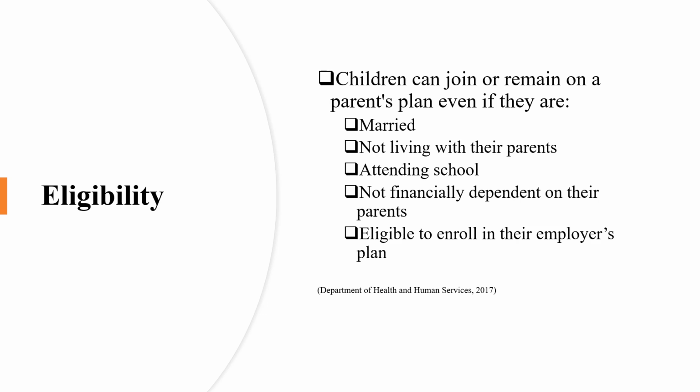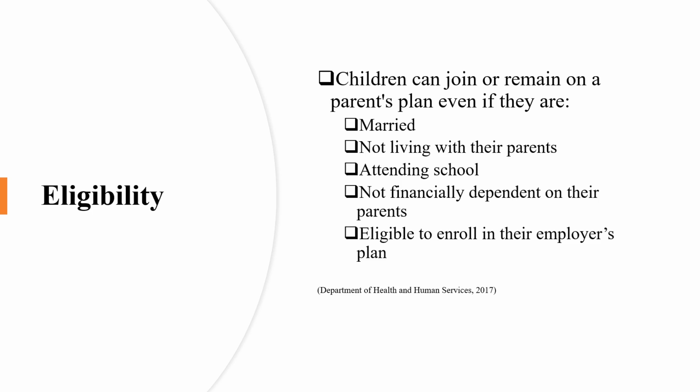When the bill first came out, it seemed that if a child became married or was eligible to enroll in their employer's health plans, they would not be eligible to stay on their parents' plan. But things, I guess, changed at the regulatory level. Even if a child is married, not living with their parents, or attending school, which I think makes sense, even if they're not financially dependent on their parents, and even if they are eligible to enroll in their employer's health plan, they can still remain on their parents' plan.